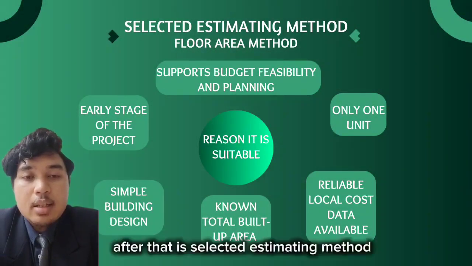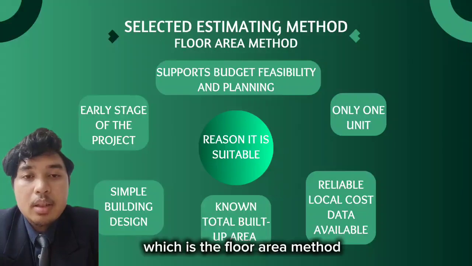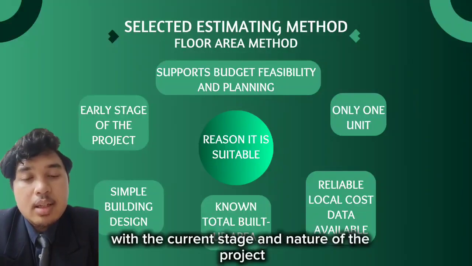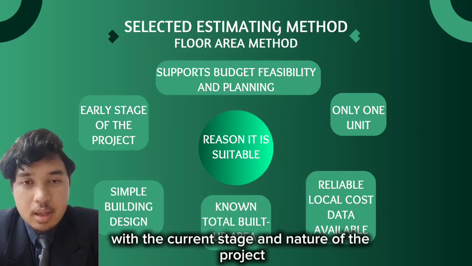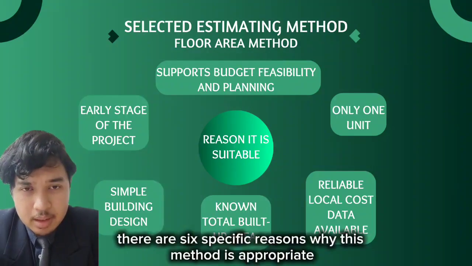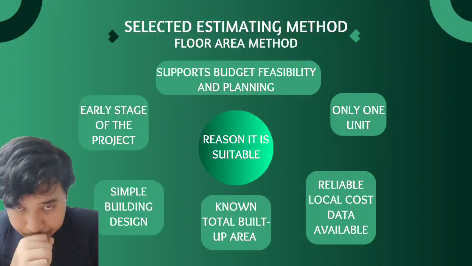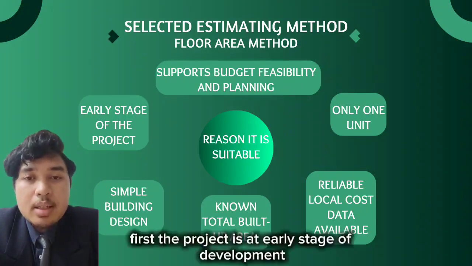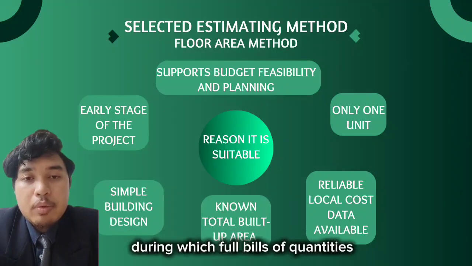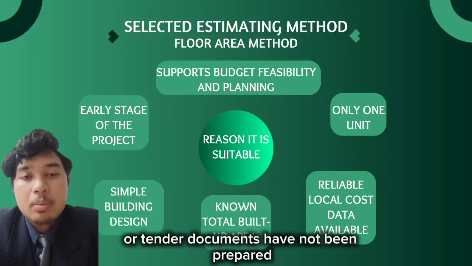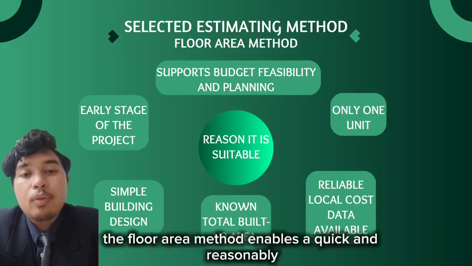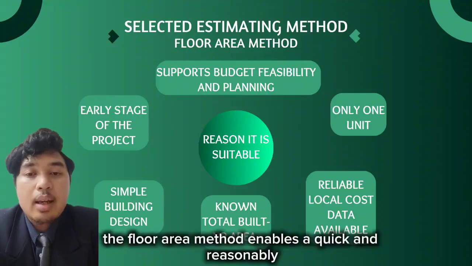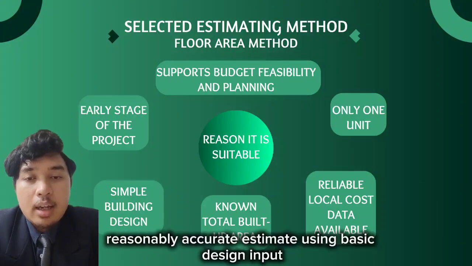After that is selected estimating method, which is the floor area method due to its suitability with the current stage and nature of the project. There are 6 specific reasons why this method is appropriate. First, the project is at early stage of development during which full bills of quantities or tender documents have not been prepared. The floor area method enables a quick and reasonably accurate estimate using basic design input.